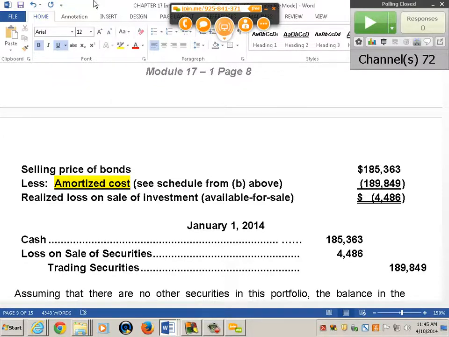So here's what I want you to be sure you realize. You have already recognized $3,486 of losses flowing through the income statement. You're now recognizing an additional $4,486. So it is a total of $7,972 flowing through the income statement. The problem is that the prior loss has to be adjusted. You can't take the full $4,486 as a loss there.